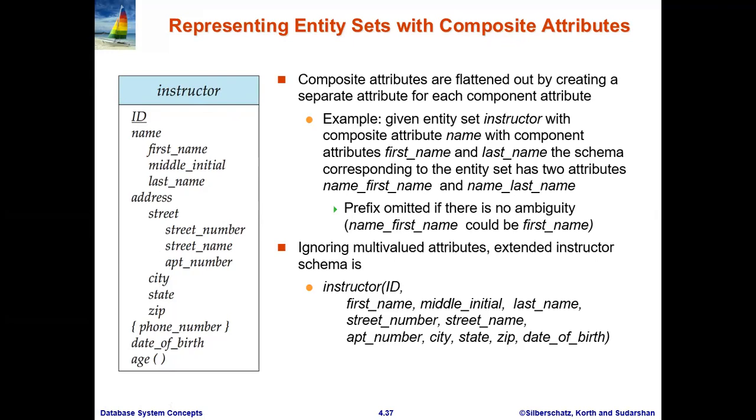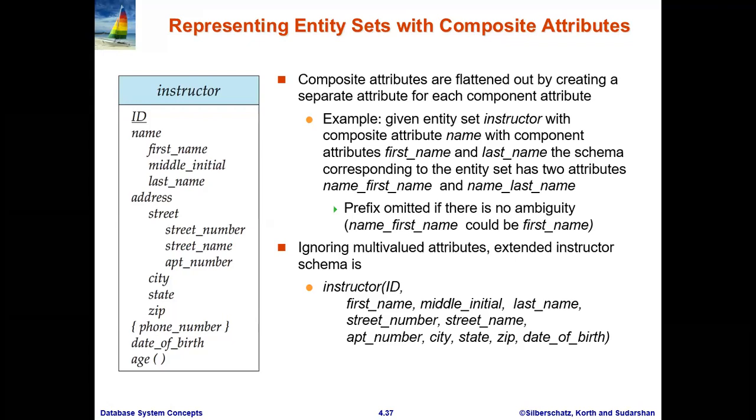Now, composite attributes are created by a separate attribute for each component attribute. For example, if name is a composite attribute with separate attributes first name, middle name and last name, then we create composite attributes by separate component attributes of each part.